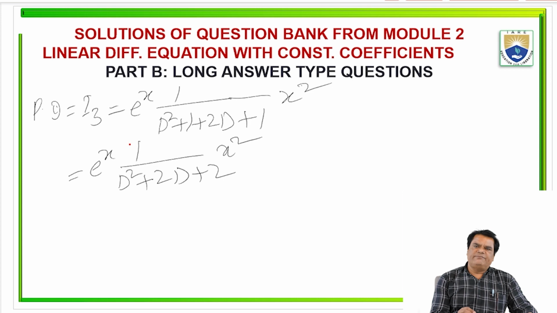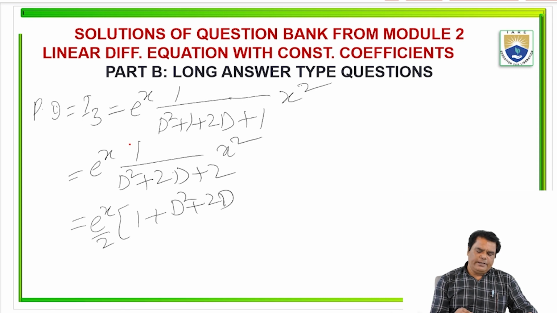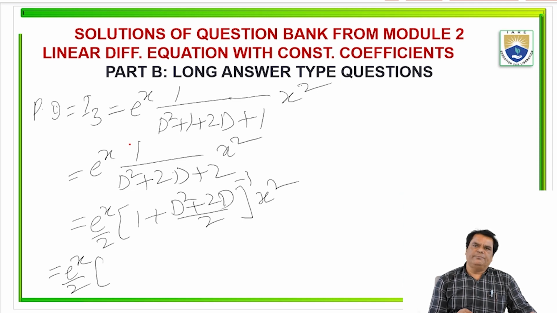So taking the minimum power of D common. It means here D square, here D to the power 1, here D to the power 0. So taking the constant common, we write e to the power x upon 2, and this result here is 1, and here (D square plus 2D upon 2) whole to the power minus 1 times x square. Now open this binomially, using the binomial theorem for (1 plus x) to the power minus 1.